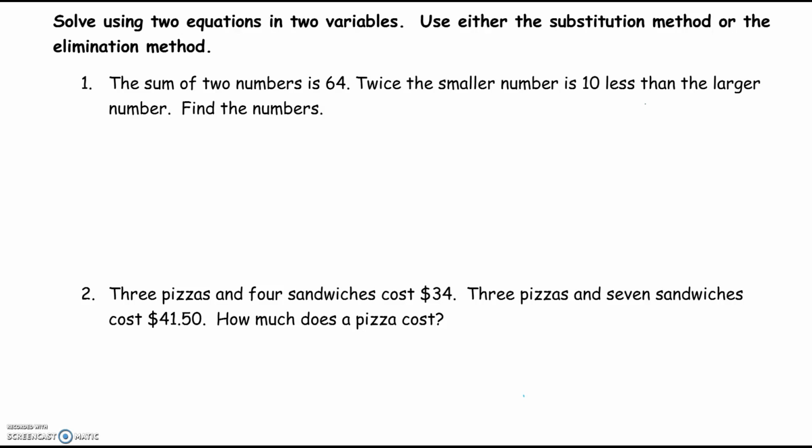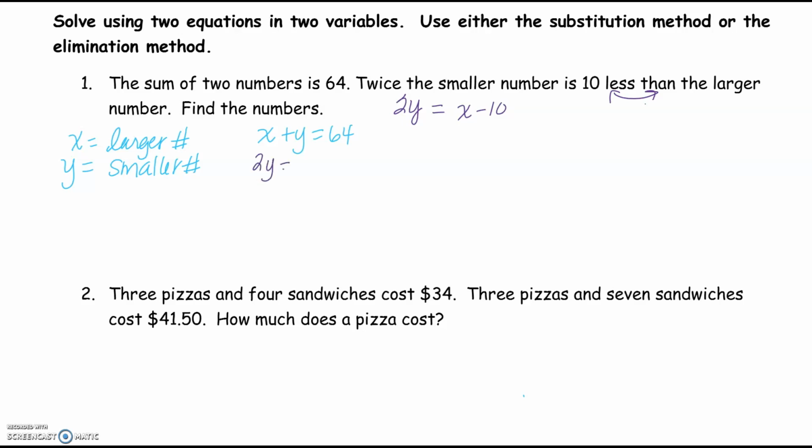Twice the smaller is 10 less than the larger. Find the numbers. I'm going to let x equal the larger number. I'm going to let y equal the smaller number. The sum of 2 numbers is 64. So let's take the larger plus the smaller and equal it to 64. Twice the smaller is y. Twice means multiplication. Is means equals. 10 less than. The than and the less is going to switch the order. 10 less than the larger. The larger is x, so it's 2y equals x minus 10. There are my 2 equations.